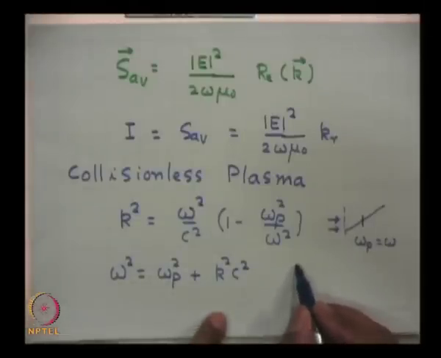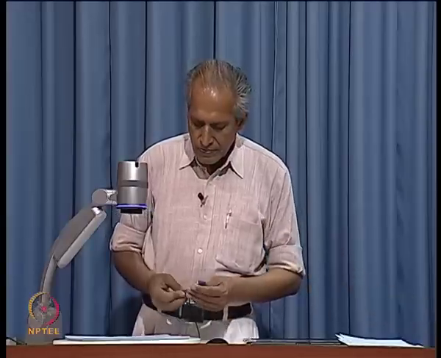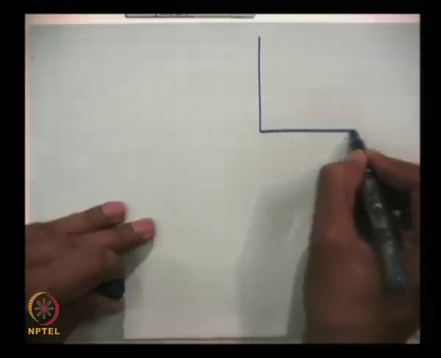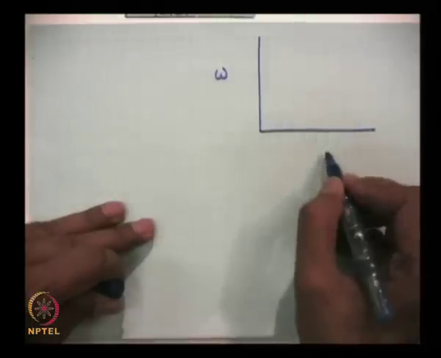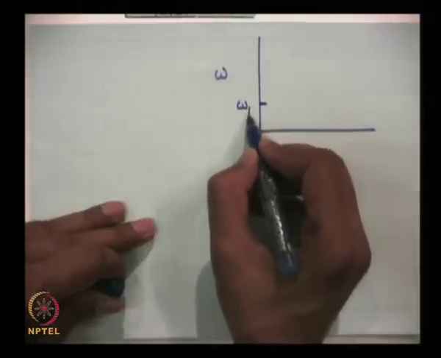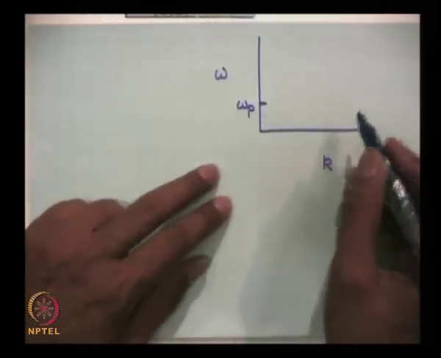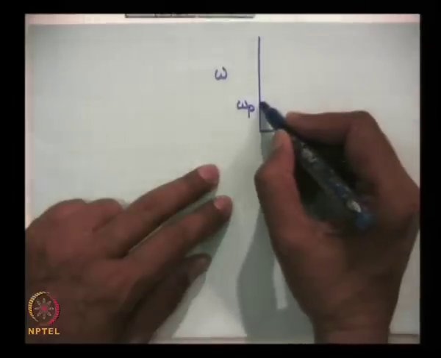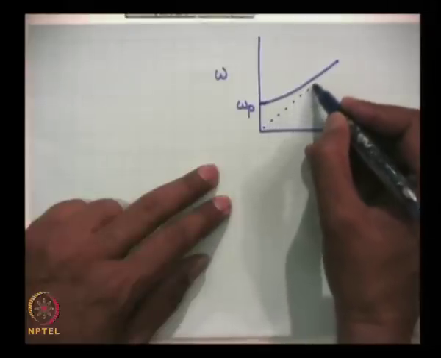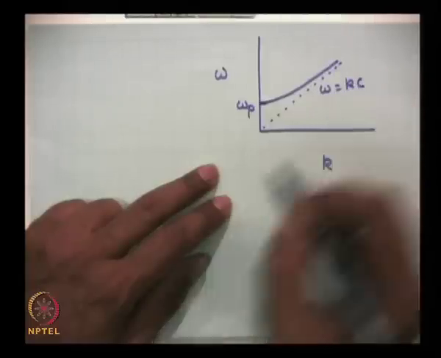I can plot a dispersion relation omega versus k, and this will be of this form. Omega normally is plotted on the y-axis and k on the x-axis. It starts from omega p here, because waves of frequency less than omega p do not propagate. So, k is not real for them, and this will go like this, and asymptotically this dispersion relation approaches a line called omega equal to kc line, called light line.